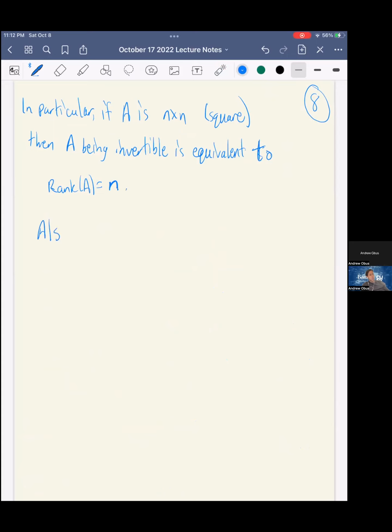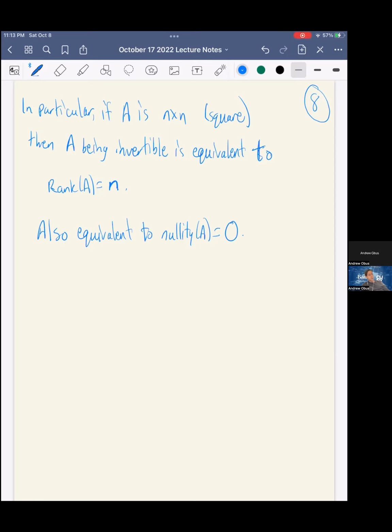And I'll say that it's also equivalent to the nullity of A, the number of non-pivot columns. Well, if you have an invertible matrix, every column is a pivot column, right? So we have n pivot columns. We don't have any non-pivot columns. So it's also equivalent to the nullity of A being equal to 0. Okay, so being invertible is the same as the rank of A being n, and it's also equivalent to the nullity of A just being 0.